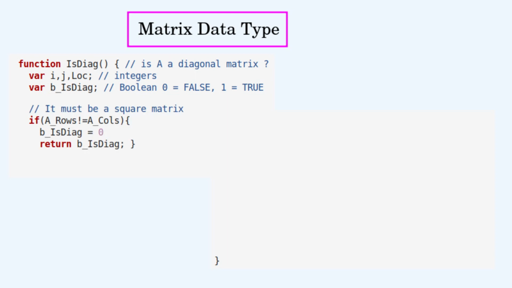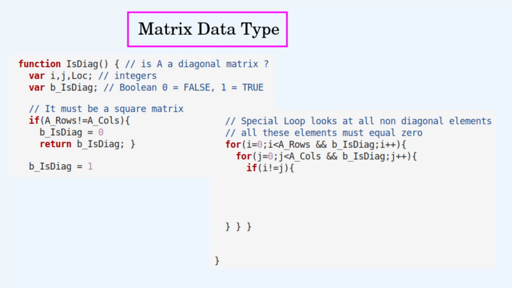Now to get the function that can tell the user if a matrix is a diagonal matrix. A diagonal matrix must be a square matrix, and if it isn't, we'll return with the value false. We'll set the Boolean variable equal to true or 1, and if we find that there is something that stops this matrix from being a diagonal matrix, then we'll set this value to false or 0. This loop looks at all the elements in the matrix that aren't in the diagonal. These elements must all be equal to 0.